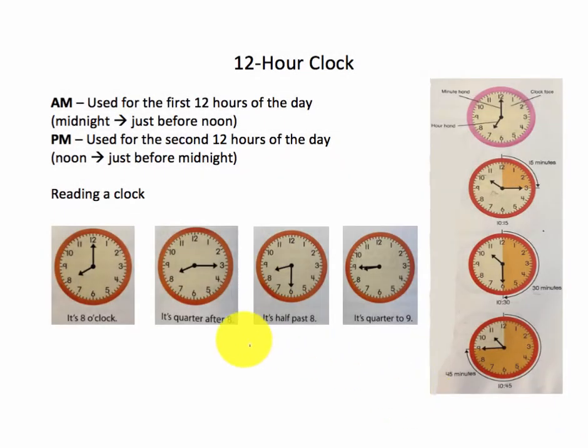So like I mentioned before, we typically use the 12-hour clock in North America. AM is used for the first 12 hours of the day. So that's from midnight to just before noon, to like 11:59 AM. And then PM is used for right at noon, for 12 o'clock noon, until the minute before midnight, so until 11:59 p.m.